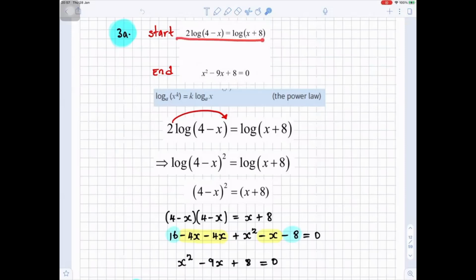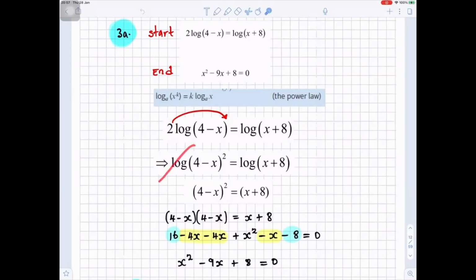So you know where you start, you know where you want to end. So we're going to use this formula, the power law. Log of x to the k to the base a is equal to k log x to the base a, the k comes in front. So we want to take this 2 to the front. So it becomes log 4 minus x all squared is equal to log x plus 8.